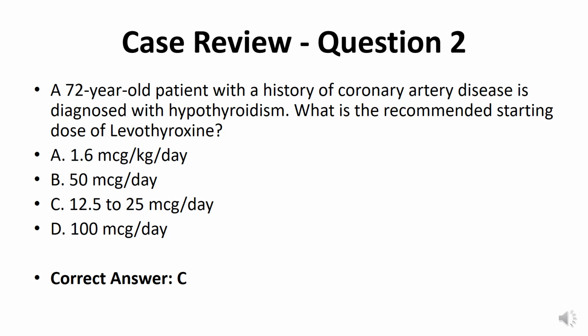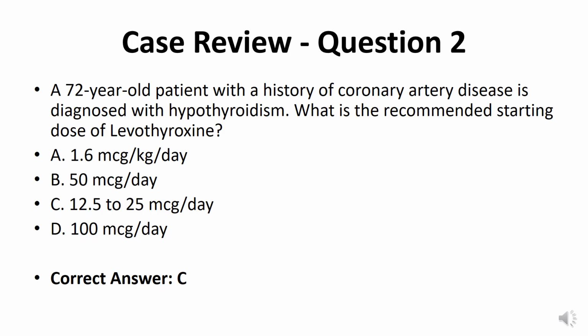The dose is then increased gradually over weeks to months while carefully monitoring symptoms, heart function, and laboratory values such as TSH and free T4. This slow titration allows the cardiovascular system to adapt safely to increasing metabolic demands. Now let's look at why the other answer choices are less appropriate.